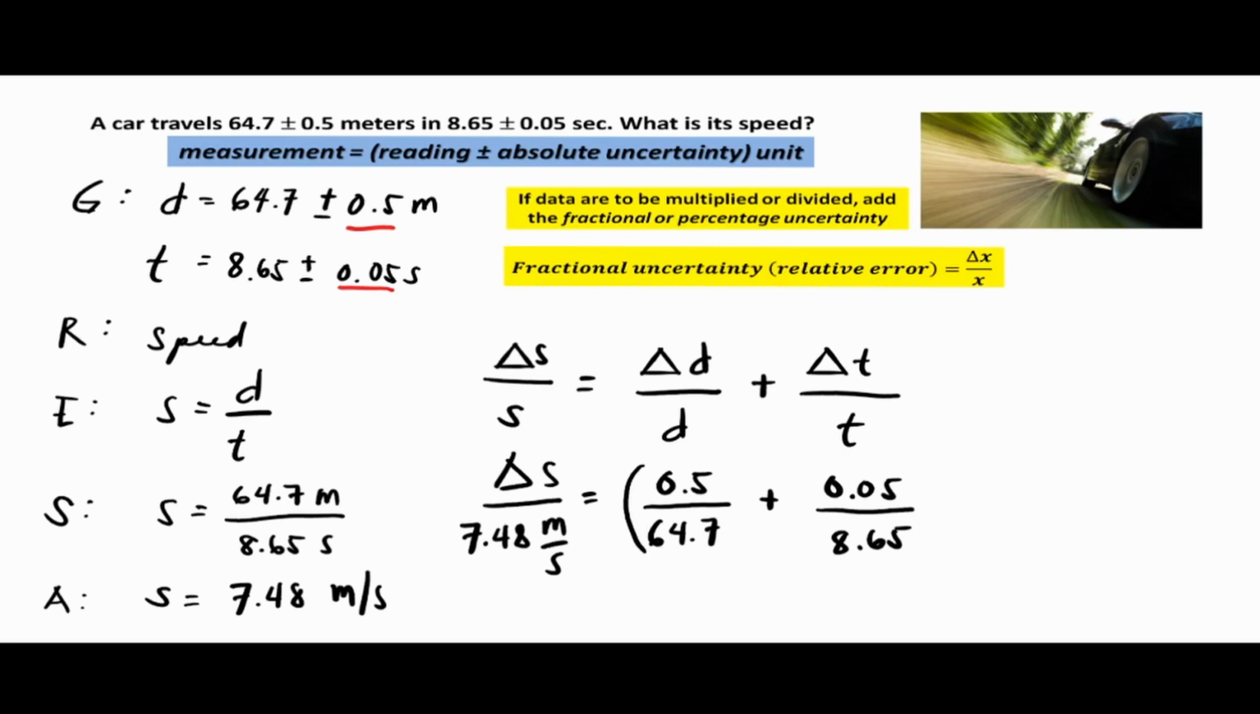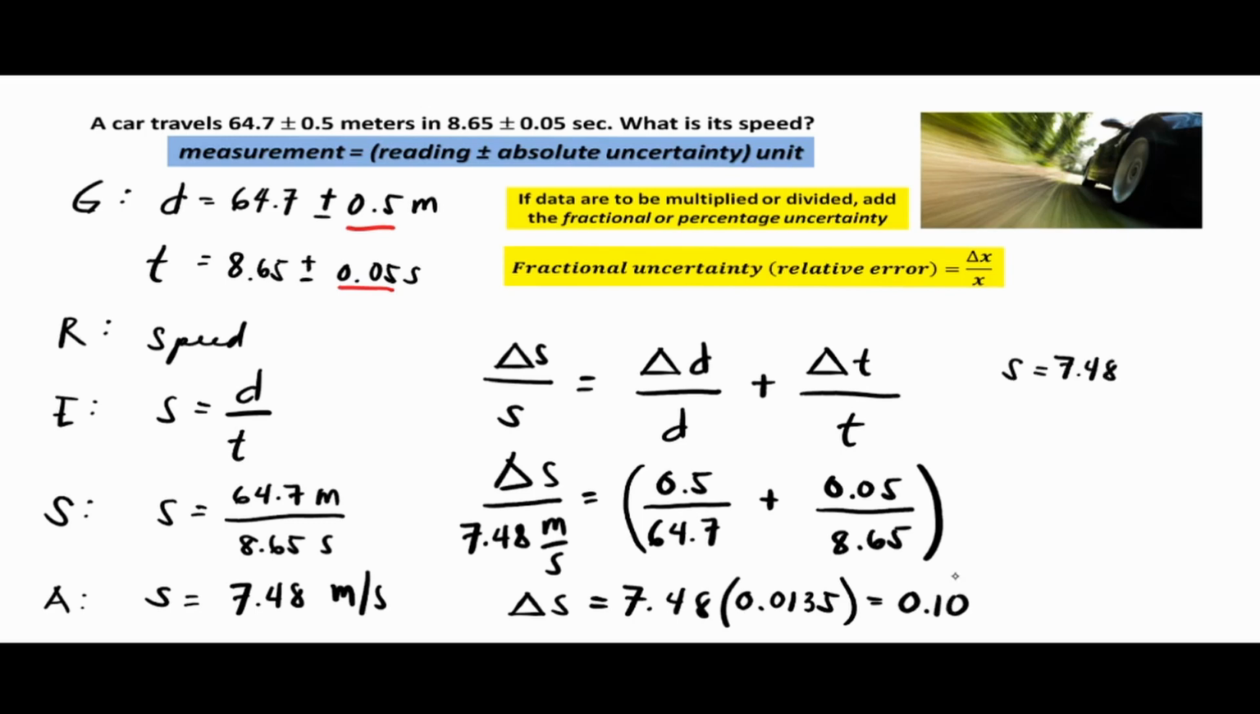If we multiply both sides by 7.48 meters per second, we have delta S equal to 7.48 multiplied by the sum of our fractional uncertainties, which is 0.0135. So our delta S, or our absolute uncertainty for speed, is equal to 0.10. So we report the speed of the car as 7.48 plus minus 0.1 meters per second.